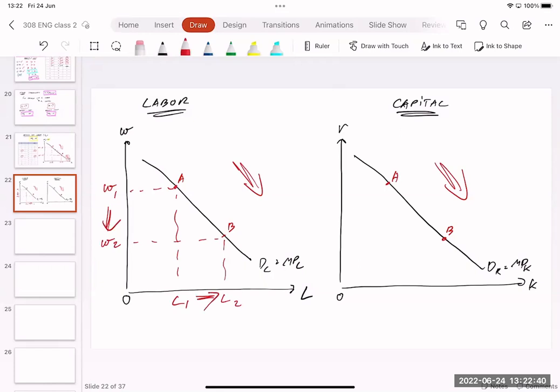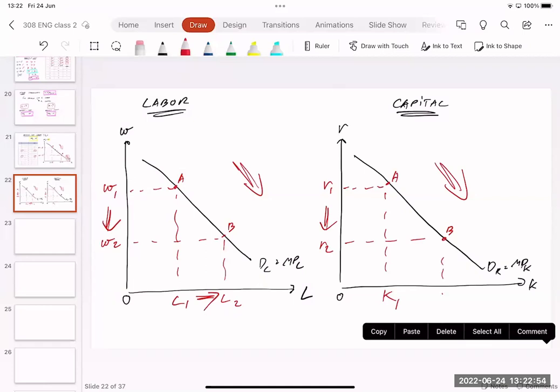Same thing with the capital. If the price of capital is high, the real rental rate is high, you're going to lend a smaller quantity of capital, K1. If capital becomes cheaper, the real rental rate becomes lower, you're going to lend more capital, from K1 to K2. This is a simple demand for labor and demand for capital; they come from the law of demand.